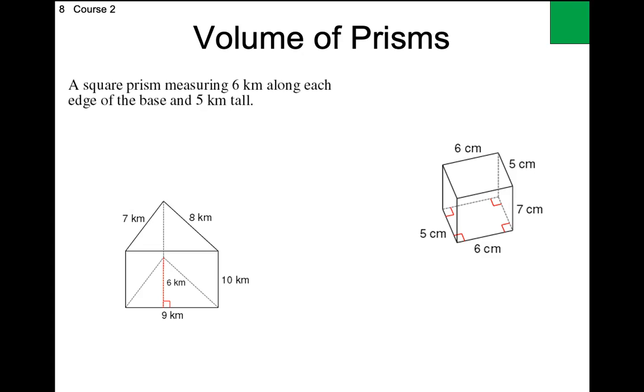Hey, what's the base of the triangle there? 9. What's the height of the triangle? 6. What's the 7 and the 8? Extra numbers. It's sides of the triangle. It's just extra information. What's the height of the prism? 10. You have all 3 numbers. You can do that easily. We like this rectangular prism because there are just 3 numbers, 6, 7, and 5. No matter how many extra sides they label, there's always going to be 3 numbers.